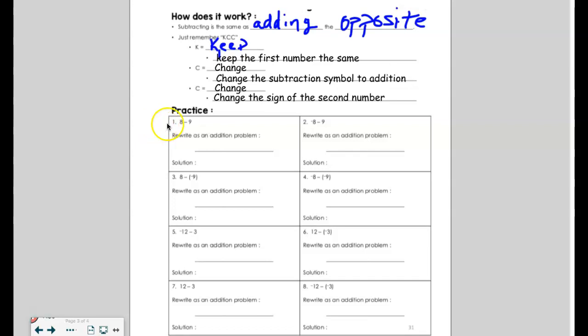It says rewrite this problem as an addition problem. So we have 8, we change subtraction to addition, then we have the opposite, a negative 9. So we have 8 plus negative 9. So we would have 1 extra negative. So we have -1 as our answer.